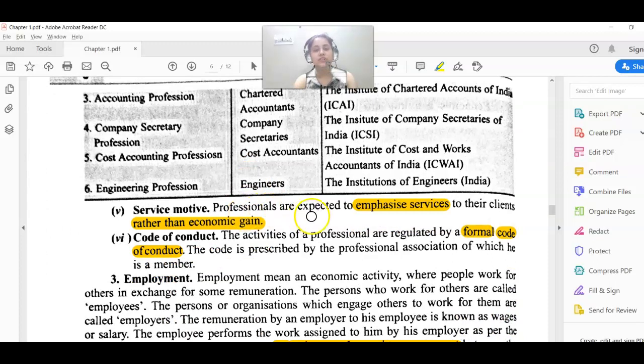Service motive. Professionals are expected to emphasize services to their clients rather than economic gain. I have an office, I practice, or a doctor. The doctor is a professional. For a doctor, earning money from a patient is not the objective. The objective here is to serve that patient.